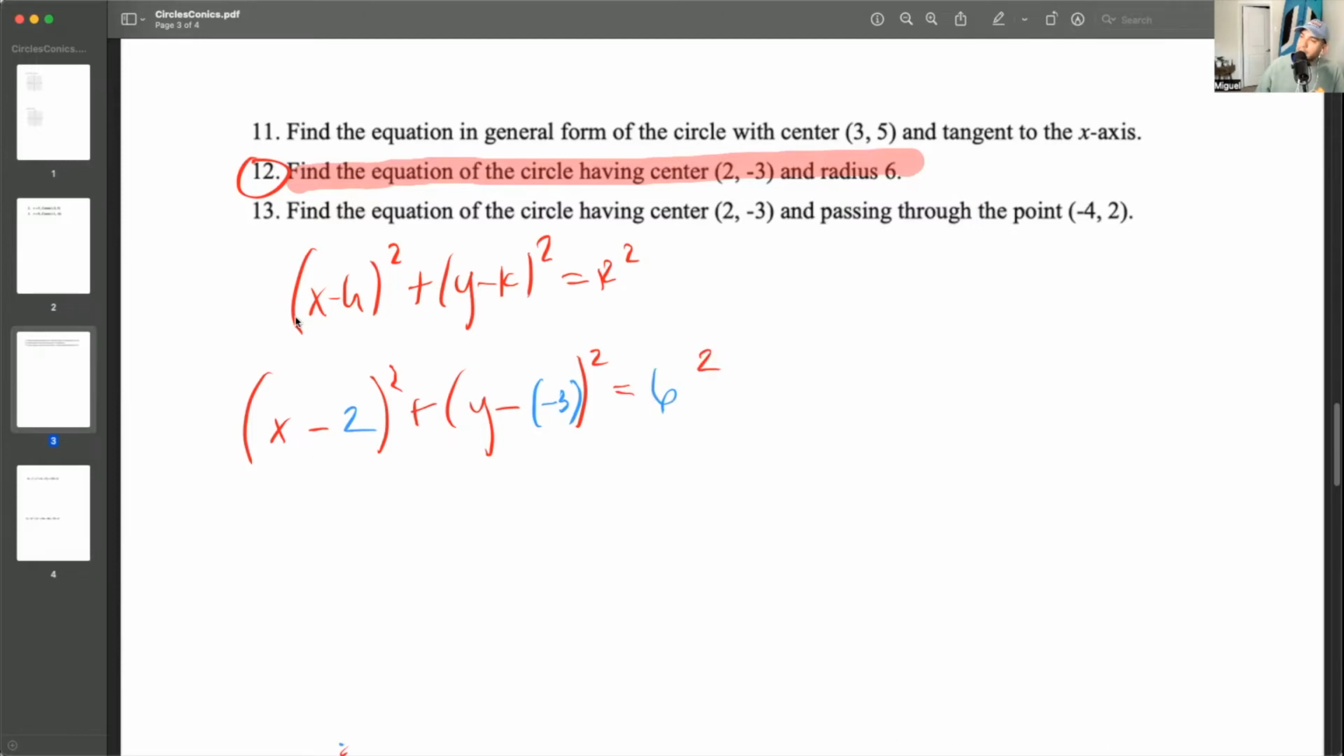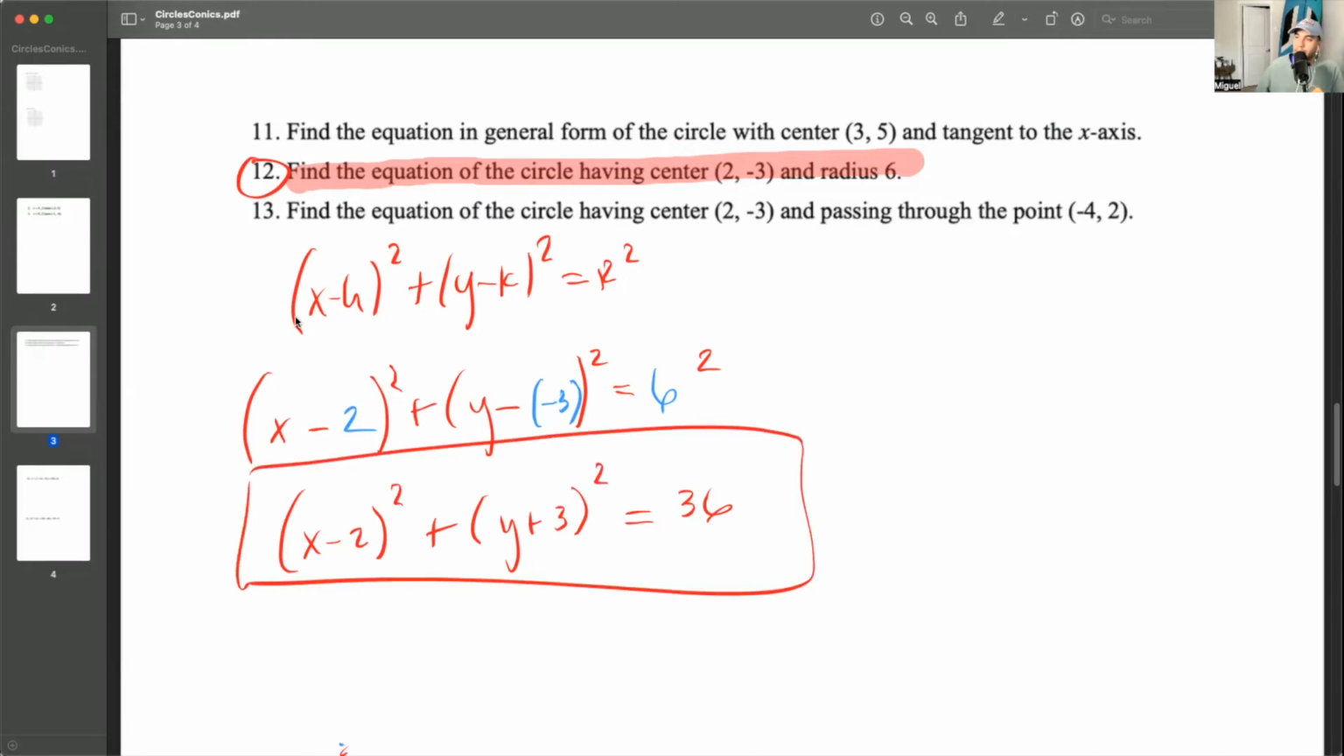Okay, let's go ahead and simplify whatever we need to. (x - 2)² + (y + 3)² = 36. That's our equation. This is the standard form for a circle with the center (2, -3) and radius 6.